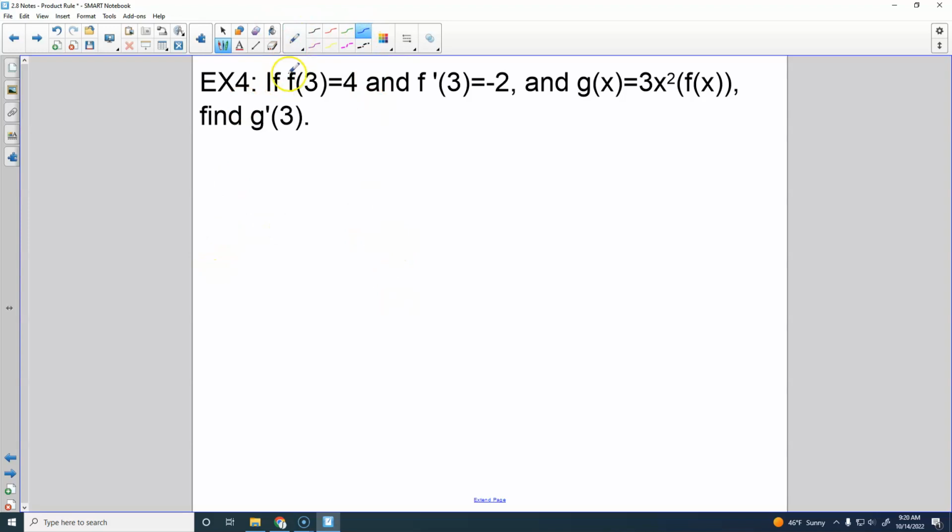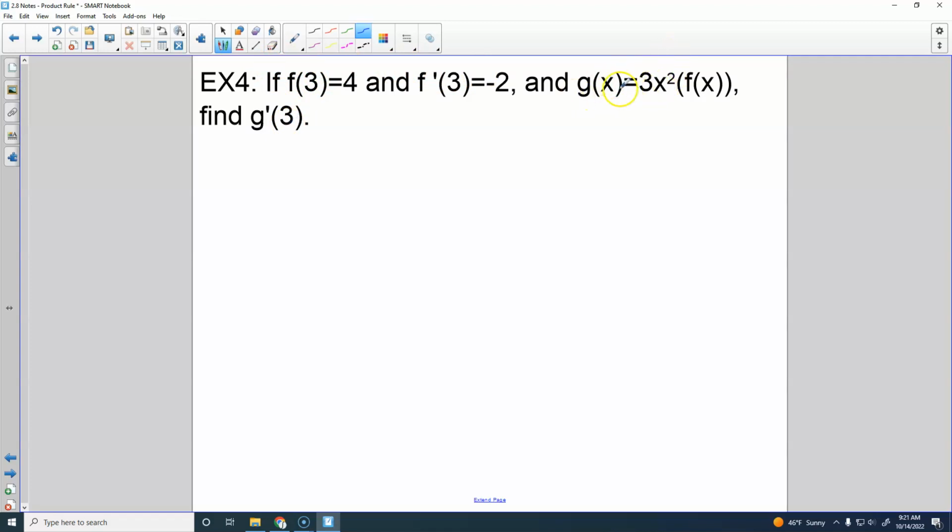So this tells us f of 3 equals 4. F prime of 3 equals negative 2. And g of x equals 3x squared times f of x, we need to find g prime of 3. All right, so we have to find the derivative of g, which is this function, but this function includes f, right? We don't know what in the world f is, but we do have some information about values of f at 3, which is going to be helpful.